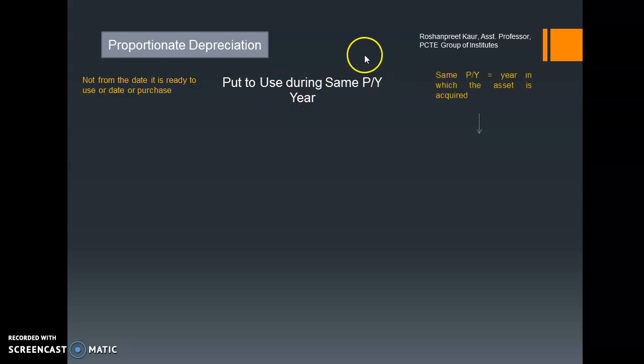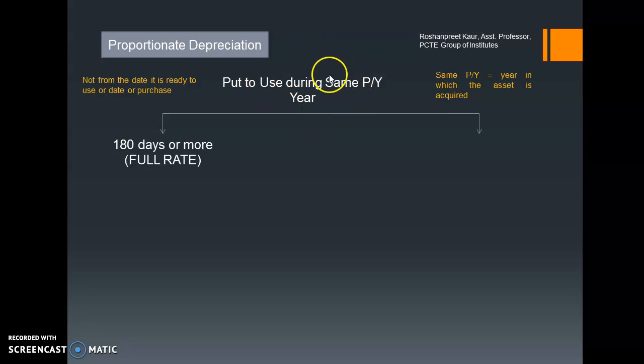And put to use here means during the same year, that is, the year in which you have acquired the asset, and in the same year you have put it to use. So this is the case where the asset is acquired and put to use in the same year. It has two cases. If the asset which you have acquired in the same year and put to use is used for more than 180 days, then the full rate of depreciation is charged. If it is less than 180 days, then half the rate of depreciation is to be charged.